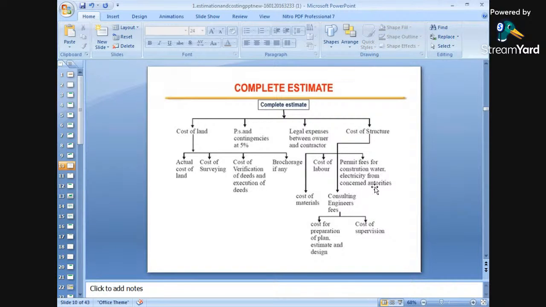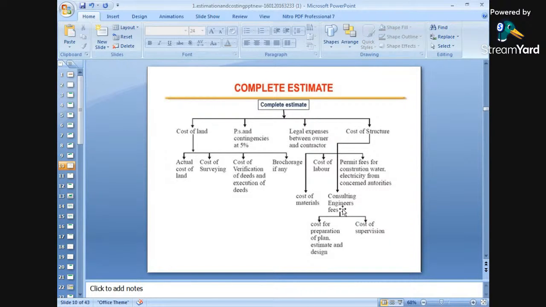Okay? In some areas there is a scarcity of water. So we have to arrange the water, and some extra expenses will be required. So here an extra head has been given for electricity and water.